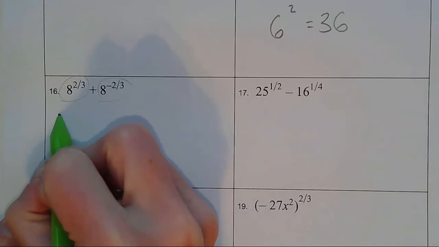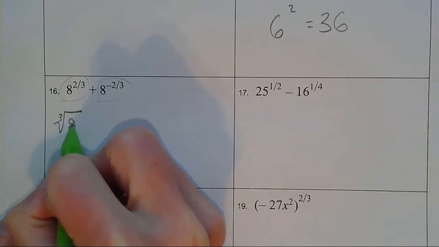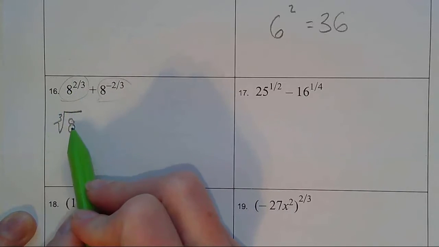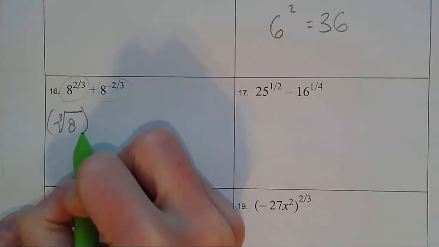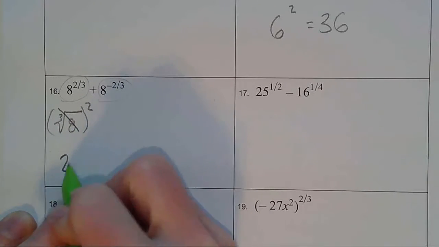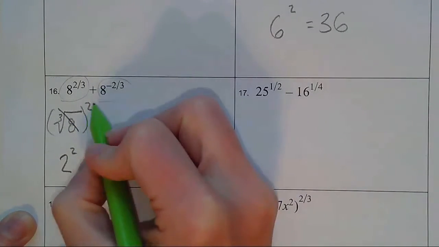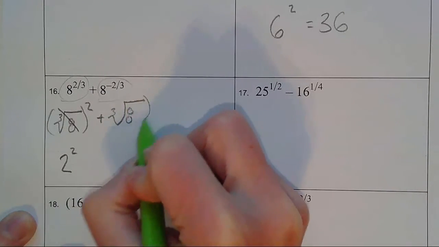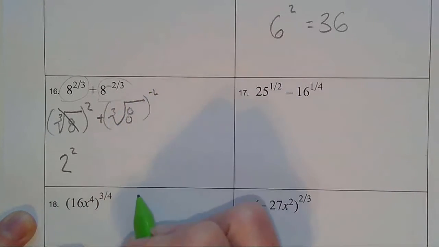So I'm going to go ahead and change that to cube root of 8. And then either the 2 can go on the inside or the outside. Well, I know cube root of 8 is perfect, so I'm going to make sure I put that 2 on the outside. Cube root of 8 is a 2. So it's 2 squared. Same thing over here. I'm going to say cube root of 8, and I don't want to put that negative 2 on the inside, so I'm going to put it on the outside.